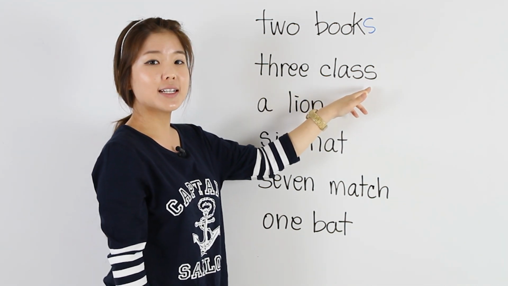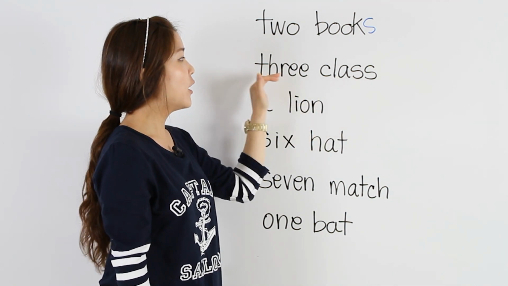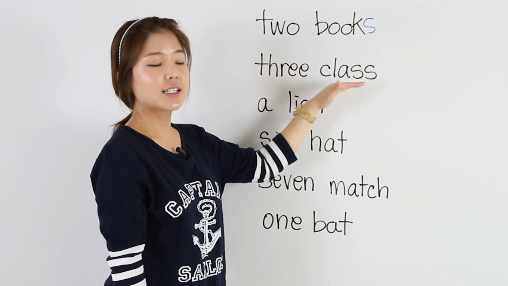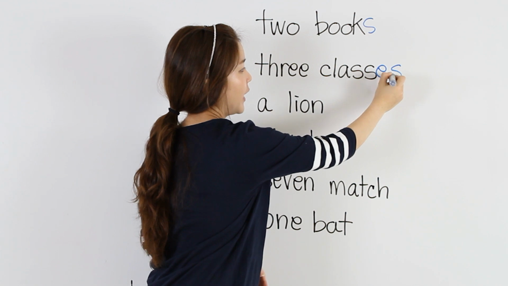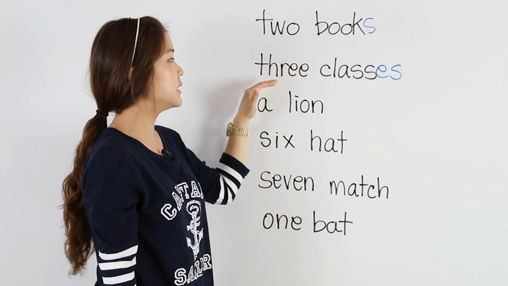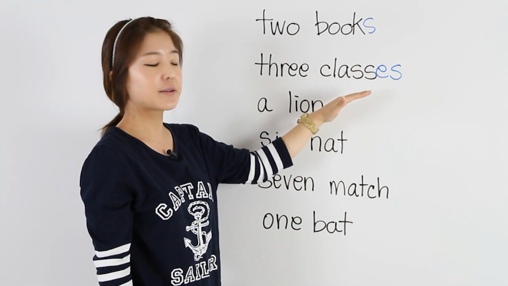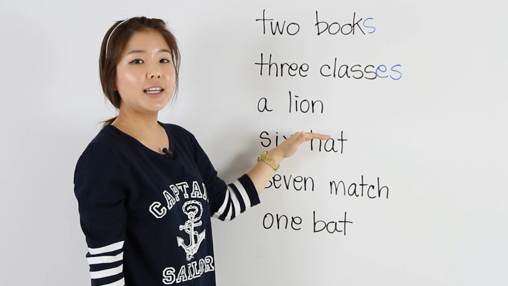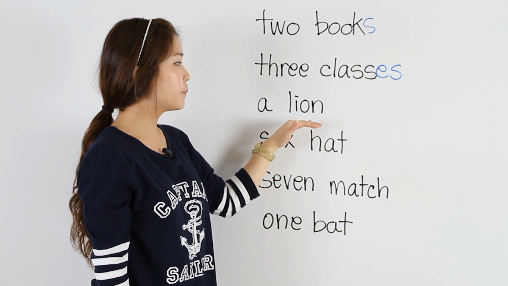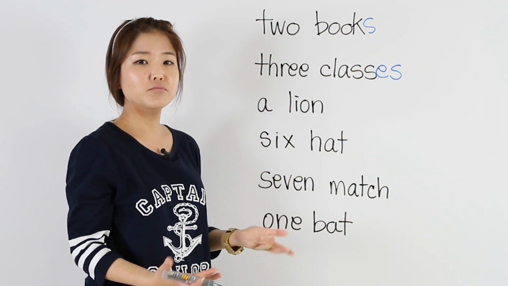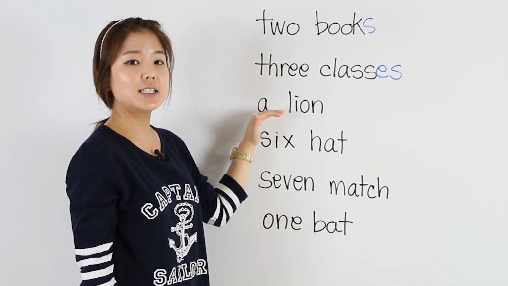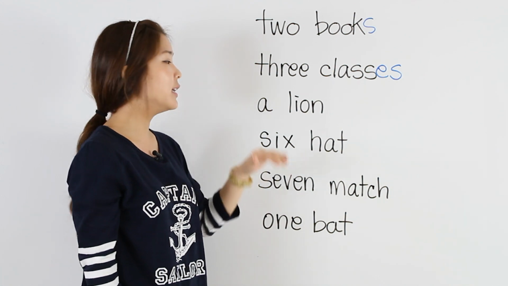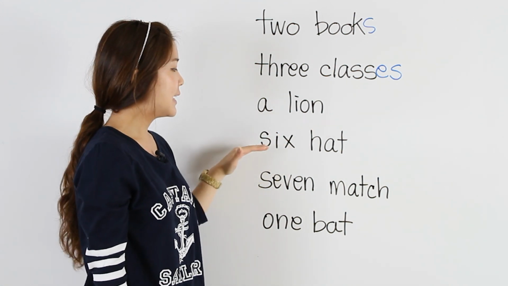Okay, the next one, 3 class. Class ends with the s. So what do we put? 3 classes. Okay, so again, the plural is 3 classes. Okay, a lion. Do we have to put anything? No, no s or es because this is singular. There's just one lion. A lion.